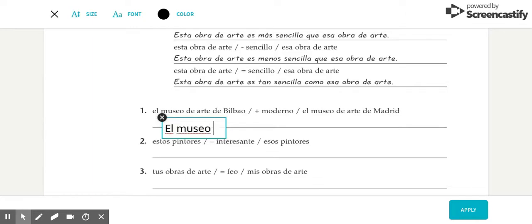El Museo de Arte de Bilbao. And we're going to say it's more modern, right? It's more modern than the Madrid Museum of Art. So, El Museo de Arte de Bilbao. Now, first of all, you have to see is it singular, plural, and of course it's singular. El Museo. Es, and then it's going to be more, or the plus sign. Es más.